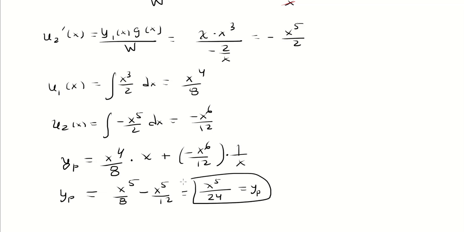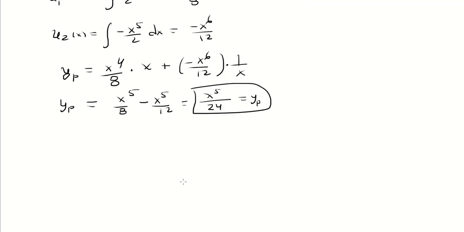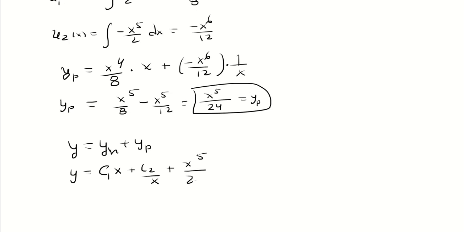And so to get the general solution, y, we said that was the homogeneous solution plus the particular solution. And recall the homogeneous solution was c1 x plus c2 over x. And then we're going to add the particular solution, which we said is x to the 5th over 24. And so this is going to be the final answer.